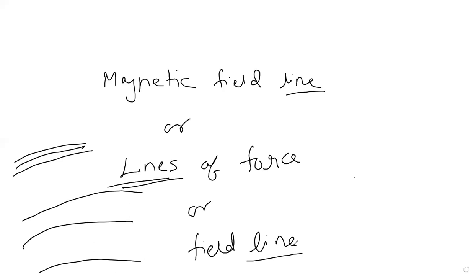Now write down the subheading under magnetic field lines: Plotting of lines. Now here we can understand how these lines are made. There are two methods for plotting these lines. One is the compass method. First write down what the compass method is, then I'll explain.